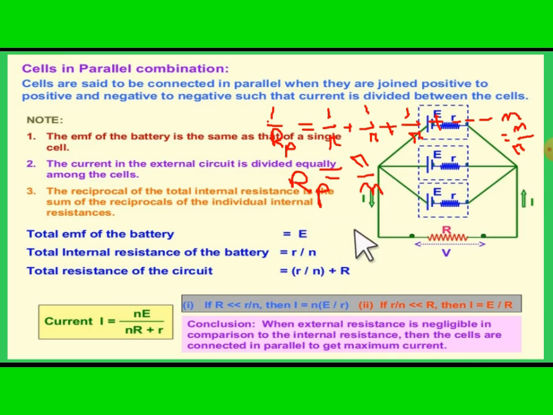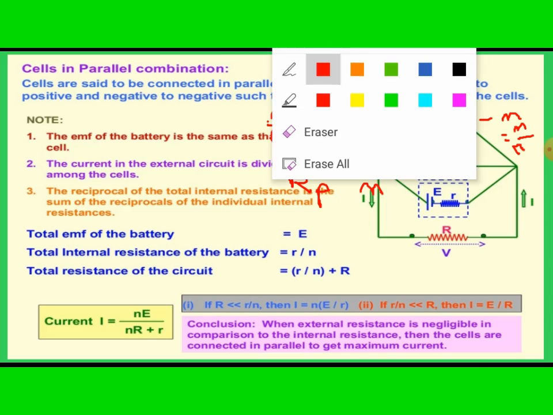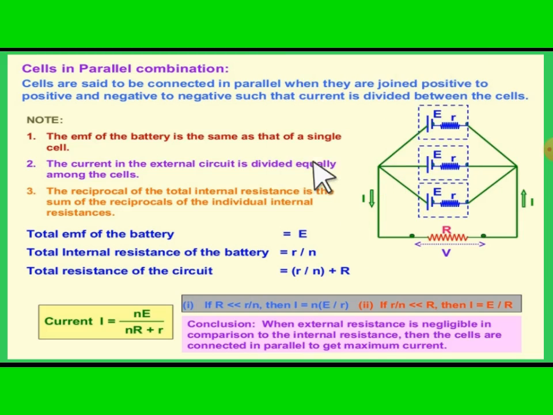Now we need to find the current, and we need to see whether that current depends upon the number of cells or not. If it doesn't depend on the number of cells, then it will not be profitable or useful. If it depends on n, then it will be profitable. Let's see. Your current I will be equal to total EMF divided by total resistance in the circuit, right? Now in this case, after doing that simplification, it goes here like this: R plus r by n.